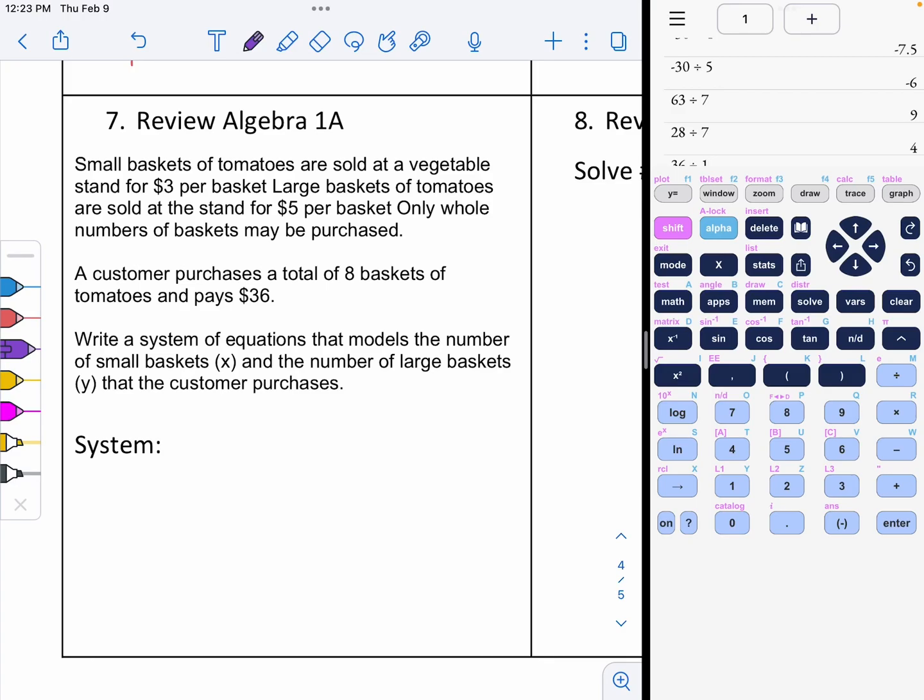All right, number 7. This is a review from Algebra 1. Absolutely a Keystone tested item. Let's take a look. Small baskets of tomatoes. Oh, this is not fun. I swear they make problems boring on purpose.